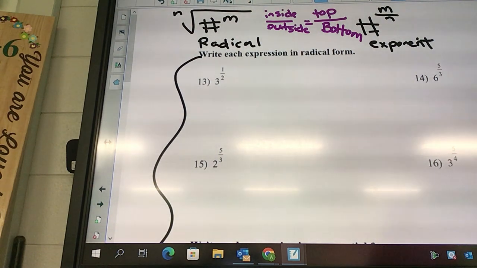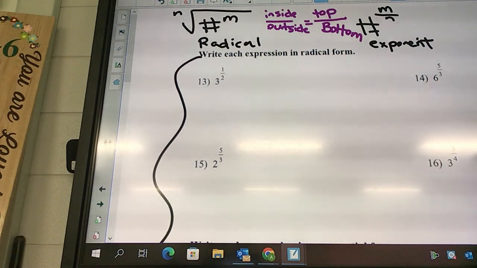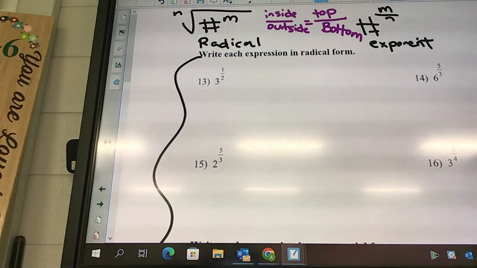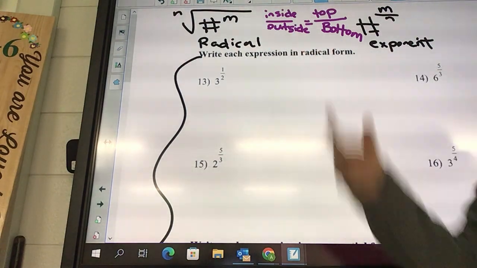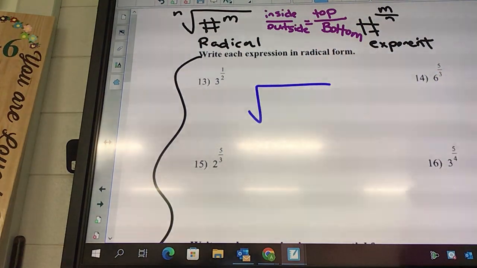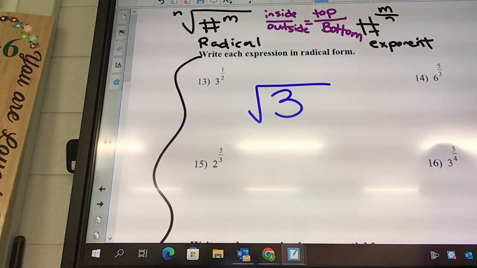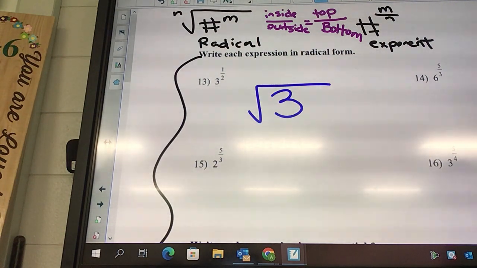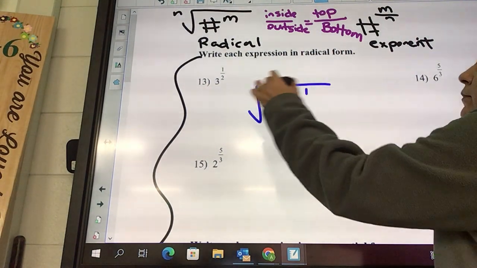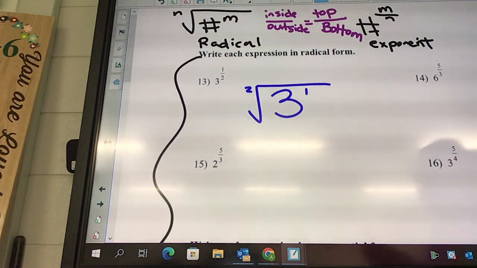So what form is 13 in? Is it in exponential form or radical form? It's in exponential, so we need to go to radical. So we're going to write the radical. What is my big number? 3. What is going to be my number on the inside? 1. Outside? Both of them we don't need anything. So no 1s on the inside.